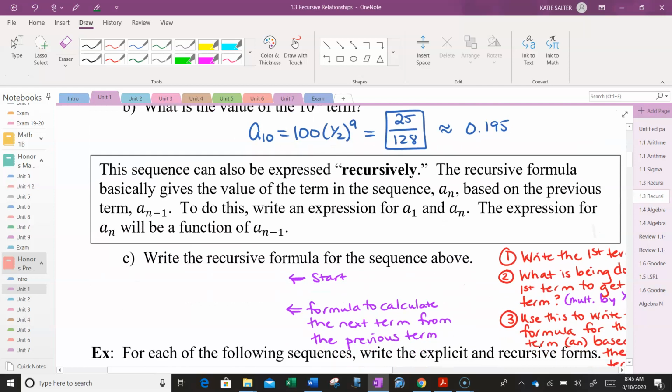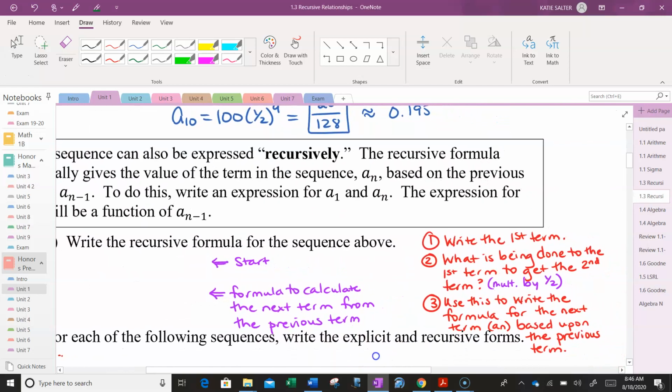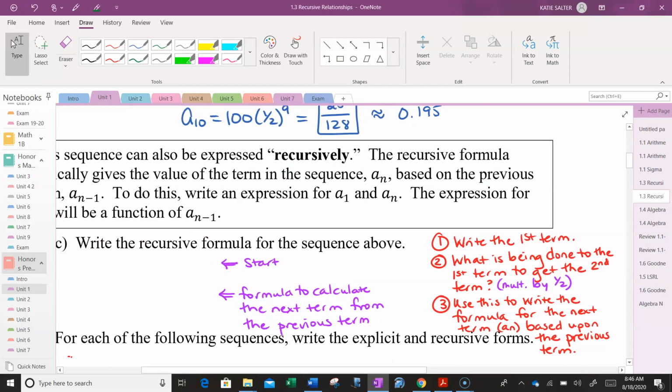All right, so we're going to write down some steps here for how to write a recursive formula. The very first step is you have to have the first term. And in certain cases, you have to have the first couple of terms. For example, we'll look at the Fibonacci sequence again. In order to write the recursive formula for that one, we have to have the first two terms. But we're going to start out with this one, since this is just a geometric sequence. We have to start by writing the first term.